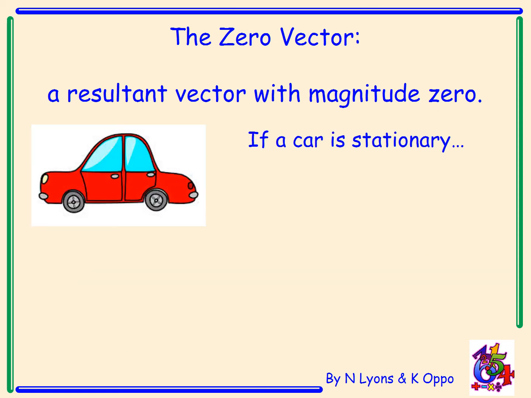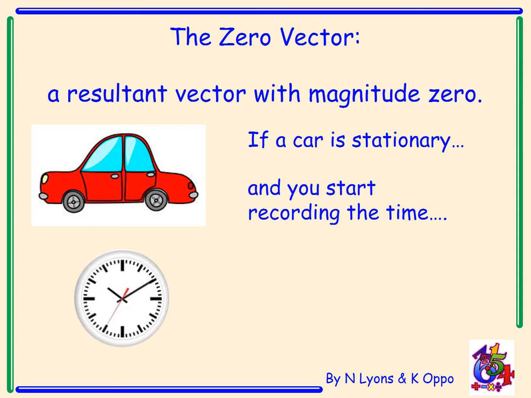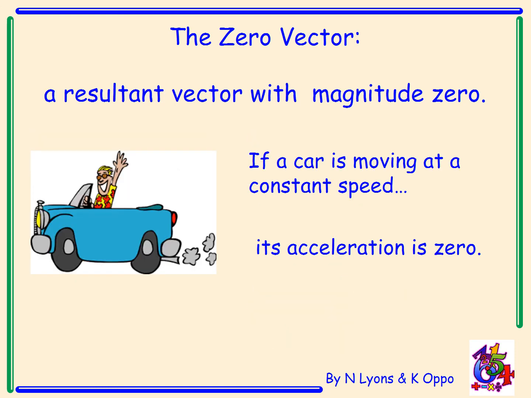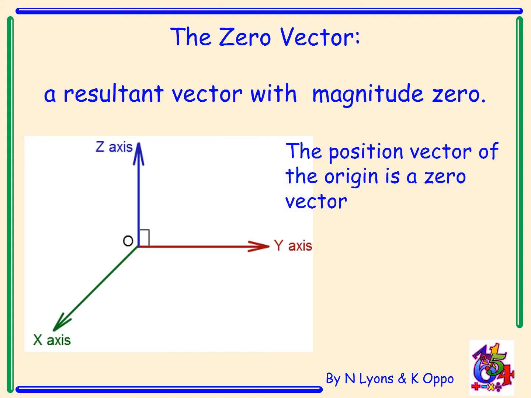Also, you can think about the same car. If the car is still stationary and you start recording the time, the velocity of the car will be 0 after a time interval delta t. It's not moving, it's not going anywhere, it has 0 velocity. So the velocity in this example is also a zero vector. Now our car's moving. If a car is moving at a constant speed, then its acceleration is 0. It's not accelerating at all, it's got a constant speed.